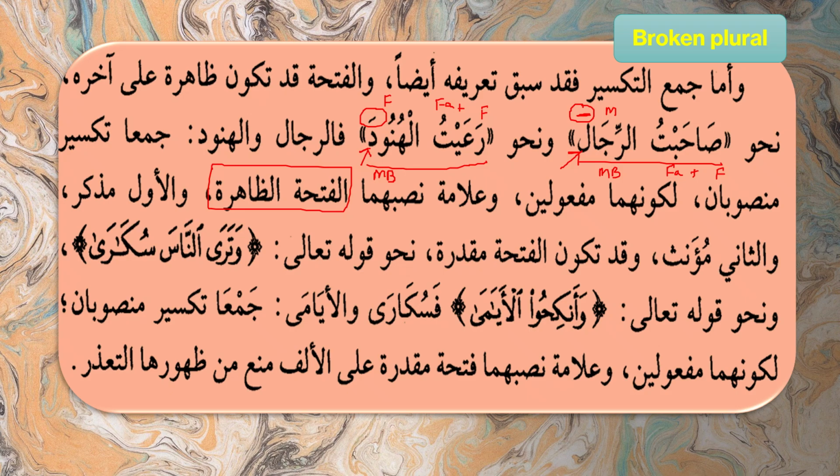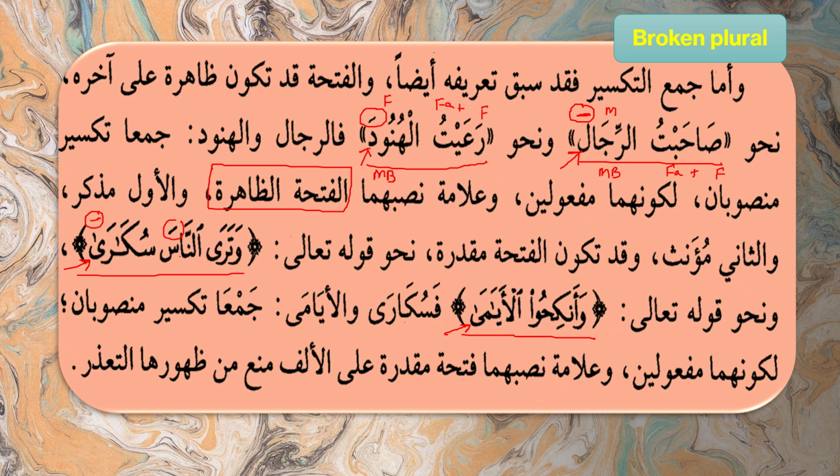Now let's see the examples of jam' taksir where you cannot put a clear fatha. Why cannot you put a clear fatha? Because the letter is from the weak letters, and due to grammatical rules it cannot carry a haraka over it. In this case, what do we say? We say it is fatha muqaddara, just like before we discussed. So watara an-nasa as-sukara. So here the haraka is also fatha, but we cannot write it. It's impossible because of this weak letter.